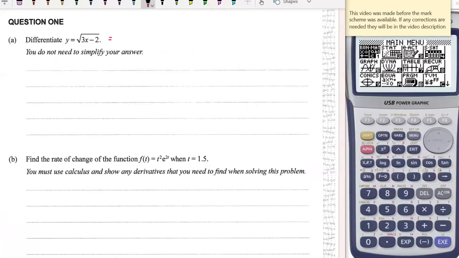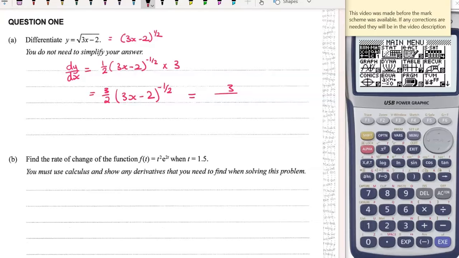For question 1, I'm going to start by rewriting this in powers. So a square root would be to the power of a half. That makes it a bit easier for me to see the differentiation. So that will now be chain rule, and it's a half 3x minus 2 to the minus a half times by the derivative of the inside, which is 3. You don't need to simplify it, but you could also write that as 3 over 2, 3x minus 2 to the minus a half. And you could also write it as 3 over 2 root 3x minus 2. Any of those would be accepted.